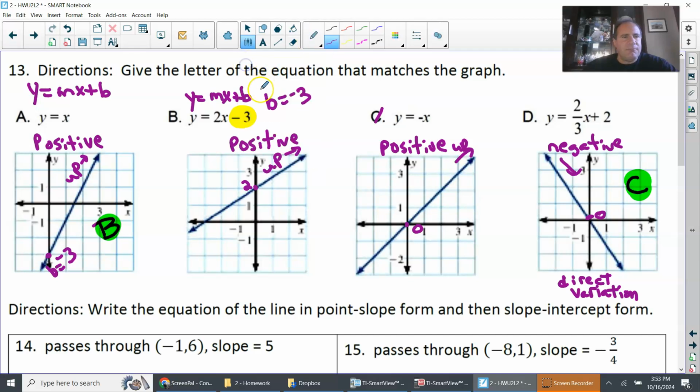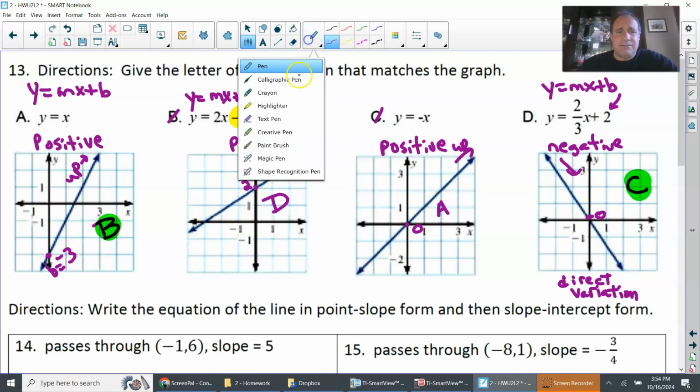So let's see if we could cancel out the b. And we only have d and a. Here's y equals mx plus b. And the b is 2. So that means that the line you're choosing has to cross the y-axis at 2. So this one crosses at 2. So we're talking D right here. And then this one crosses at 0. So we're talking about this one right here, A.